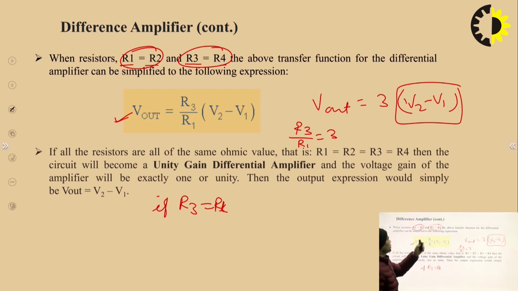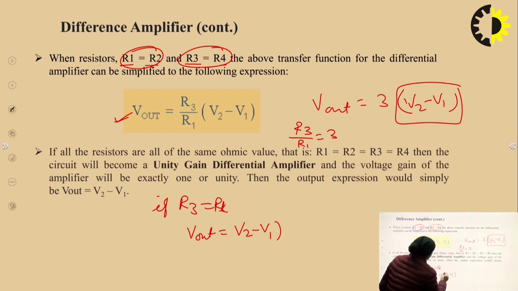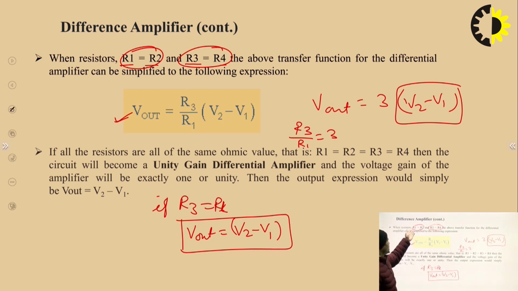If R3 is equal to R1, then you can simply say that V out will be equal to V2 minus V1. And we have already considered R1 is equal to R2, R3 is equal to R4. That means if we consider all resistances of equal value, then we will get output as the difference of two individual inputs. Okay. And one more interesting thing is, here one input is positive and one is negative.